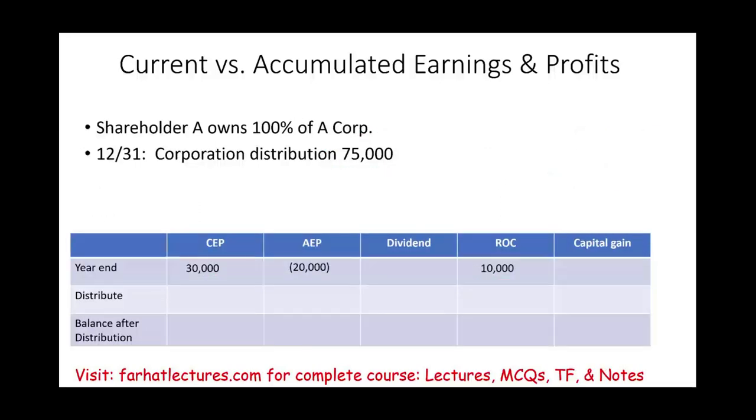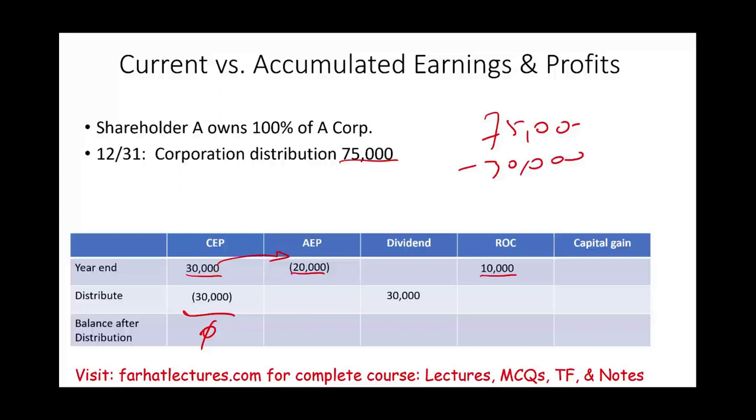Let's look at another example. We distributed 75,000. We have positive CEP, negative AEP, return of capital is 10,000. Of the 75,000, we don't net now. We don't net. 30,000 is absorbed under CEP and makes CEP go down to zero, and all of it is dividend. All the 30,000 is dividend. Well, of the 75,000, 30,000 is absorbed into CEP, and 10,000 is going to be absorbed into the basis. We have a basis of 10, and anything left is capital gain, 35,000.